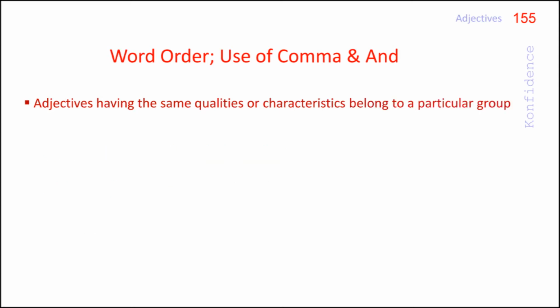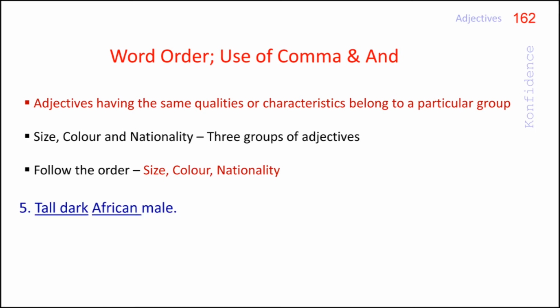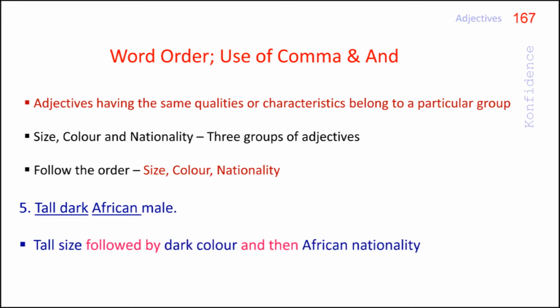Adjectives having the same qualities or characteristics belong to a particular group. Size, color, and nationality are three groups of adjectives. When we mention them, we follow the order size, color, nationality. See the example given in the slide. Tall size, followed by dark color, and then African nationality.